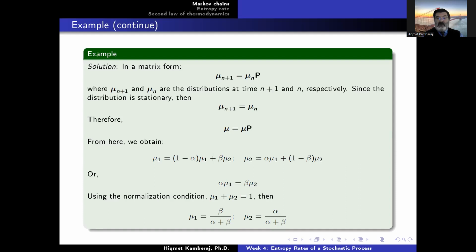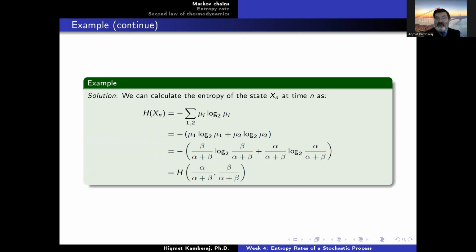Then we obtain these two equations. Mu1 is equal to 1 minus alpha times mu1 plus beta mu2, and mu2 is equal to alpha mu1 plus 1 minus beta times mu2. We can rearrange these two equations and get that alpha mu1 is equal to beta mu2. Now, since the mu vector is a probability distribution, mu1 plus mu2 must be equal to 1, the normalization condition. Using this as a second equation, we get that mu1 is equal to beta over alpha plus beta, and mu2 is equal to alpha over alpha plus beta.